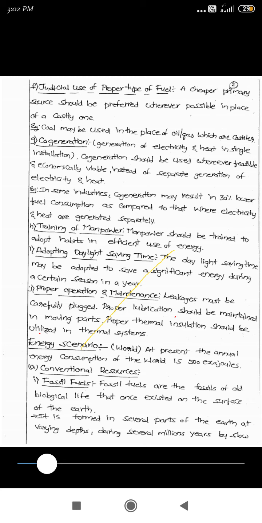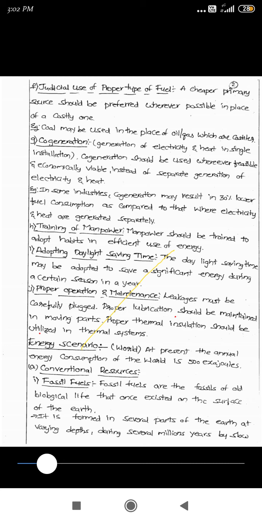Okay. Next, proper operation and maintenance. So now here this is operation. Inside the plant, or inside the industry, or in a particular area, all the operations and manpower need to be utilized and adapted properly under these conditions. So each and every one should be involved in the operation and maintenance. So these are all the principles of energy conservation.